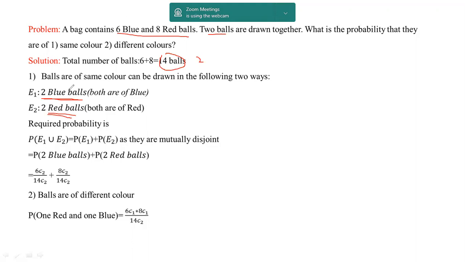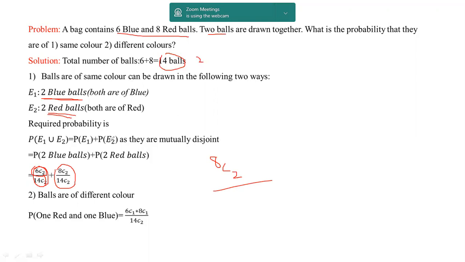So for probability of event 1, we are choosing two blue balls. We have 6 blue balls, so out of 6 we are choosing 2, over the total possible cases, 14C2. So out of 14 balls, we are choosing two balls from the blue color. Similarly, two red balls. We have 8 red balls, so the number of favorable cases to get two red balls is 8C2 over 14C2. So that is the probability of getting two red balls. So the possibility is 6C2 by 14C2 plus 8C2 by 14C2.